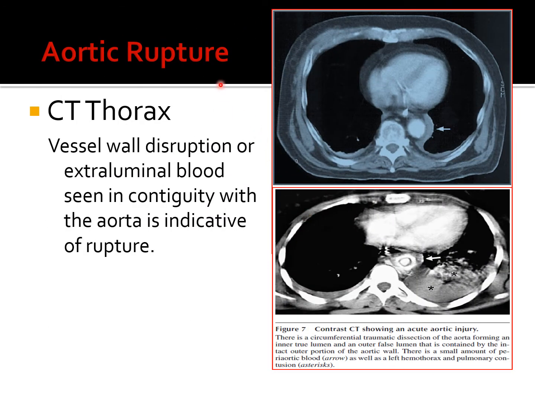This is a CT scan of a patient with an aortic rupture, and you can see vessel disruption or extraluminal blood seen in contiguity with the aorta, which is indicative of a rupture. And you can see here, there is contrast media of the aorta, there is blood in the subintimal layer.